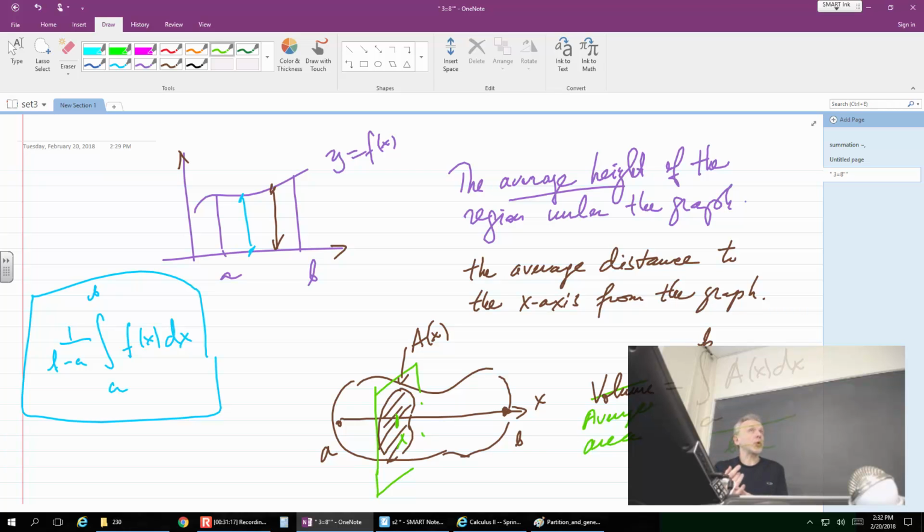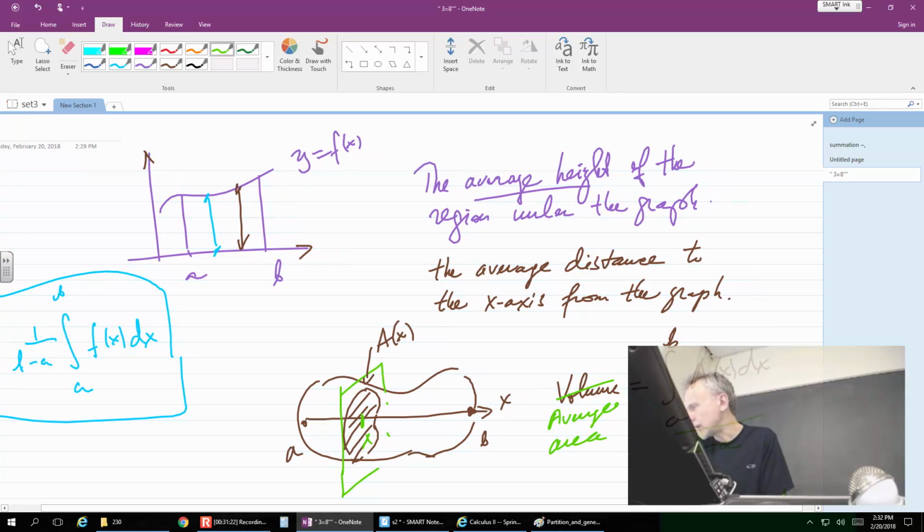Same applies to another example that we had. How about the flow?